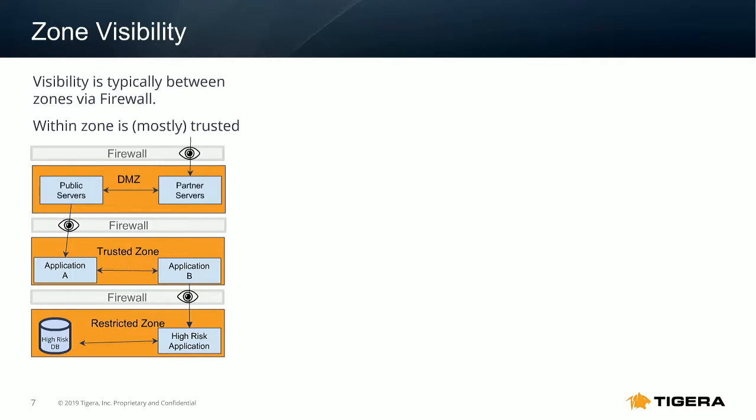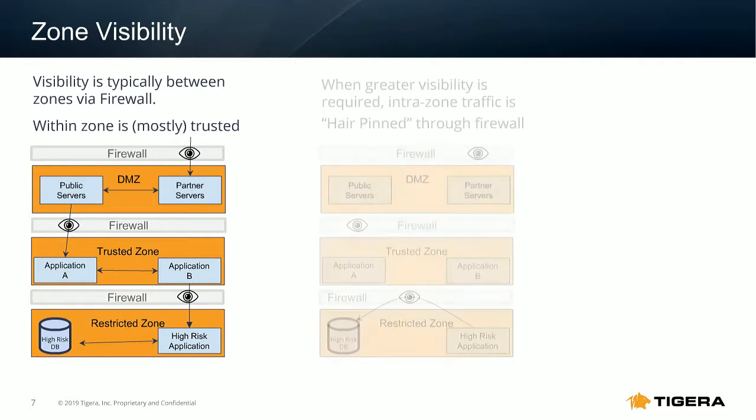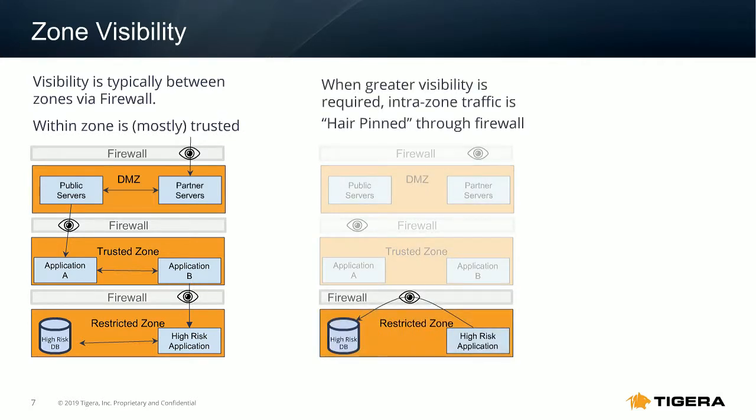Generally, within the zone, that traffic is trusted. So if you're within a DMZ and you're connecting to something else in the DMZ, that's generally not being passed through a firewall, same thing with the trusted zone or any other zone. Oftentimes, there will be a need to monitor that traffic within a zone. This traffic is generally known as east-west traffic, whereas the traffic going in between zones and out to the internet is known as north-south traffic.